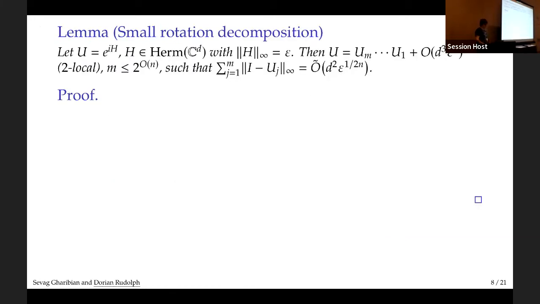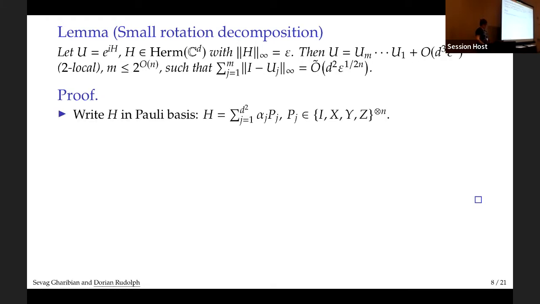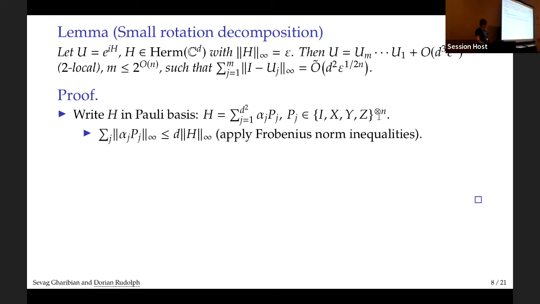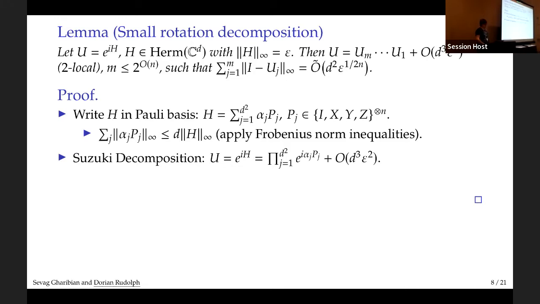So this is just the lemma from the previous slide. And the first step is to write H in the Pauli basis. So these P_j are just tensor products of I, X, Y, and Z. And then we can bound this by applying Frobenius norm inequalities. And then we apply the Suzuki decomposition to write this as a product of e to the i alpha_j P_j, and we have an epsilon squared error.